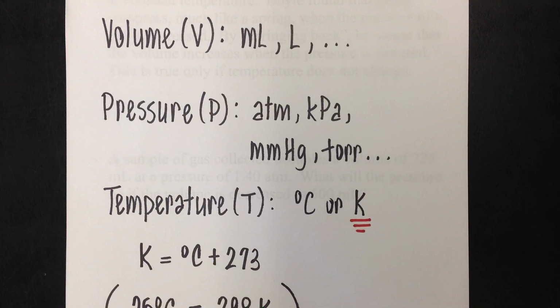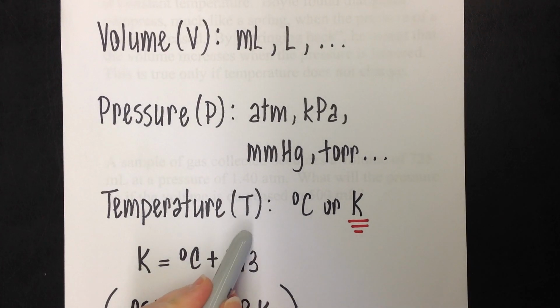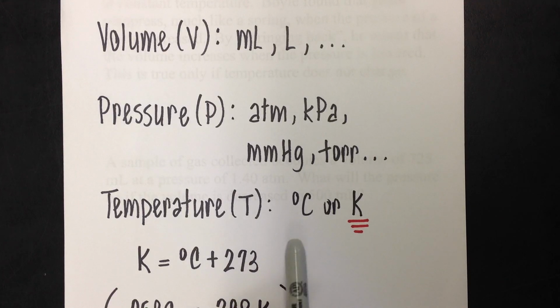The last one is temperature. Uppercase T is our symbol for temperature. We normally measure temperature in Celsius or Fahrenheit, just in everyday life. In science, especially in chemistry, you will often see Kelvin. Now, that might be a new unit for some of you. It's real easy to work with.